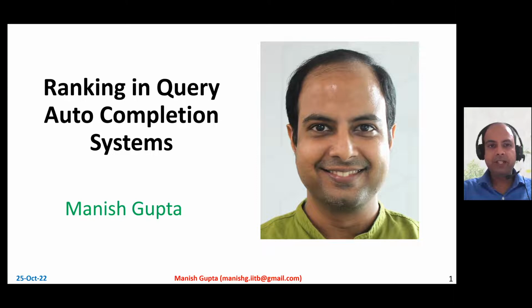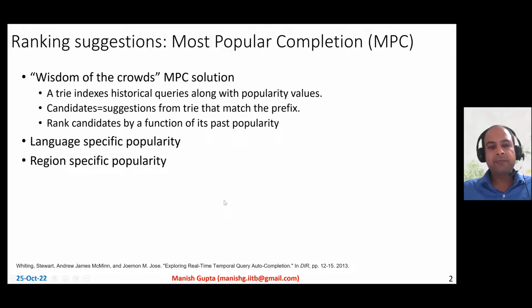In this video, I'll talk about ranking in query auto-completion systems. In a previous video, I talked about ranking suggestions and the most common method for ranking suggestions as most popular completion. Just to recap, in that video, I mentioned that wisdom of the crowd solution is the most popular completion-based solution. So you take all the queries in the historical query log, and then index them in a try data structure.